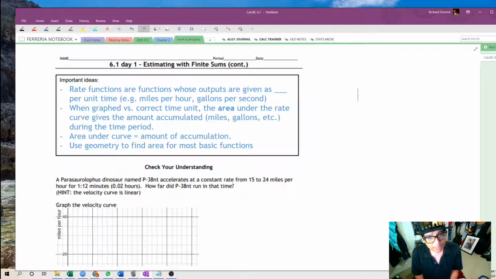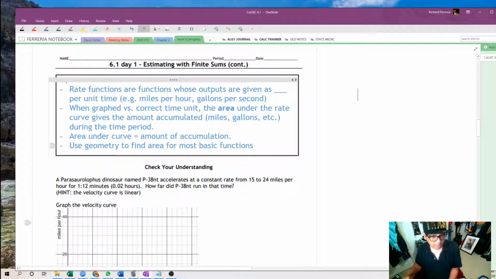Area under the curve then really is the same thing as the amount of the accumulation. That sounds like the same thing twice. It kind of is, but it's kind of not. And finally, where we are with calculus, we're just going to use geometry to find the area under the curve for most functions. And I think at this point we should take a look at our check your understanding.